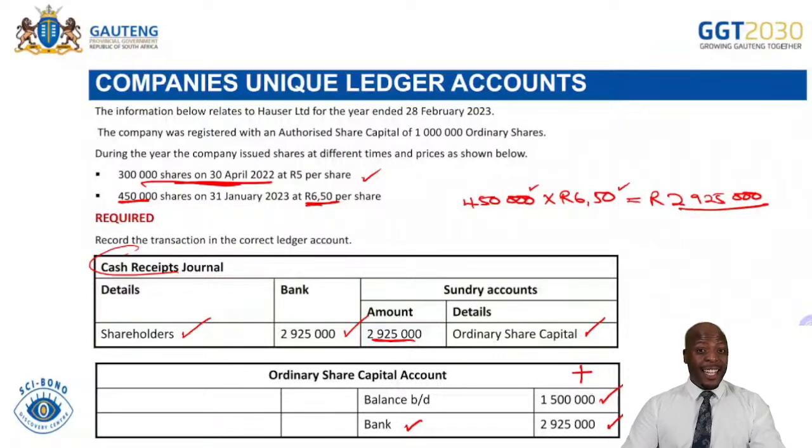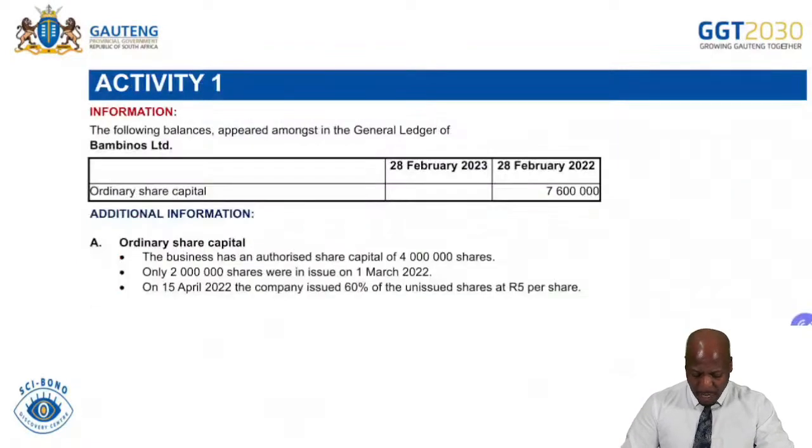This activity is going to involve a lot of calculations, so you must have a calculator close to you. That is one thing that you cannot afford not to have. Okay, if you're ready, let's begin. We're going to do activity number one.